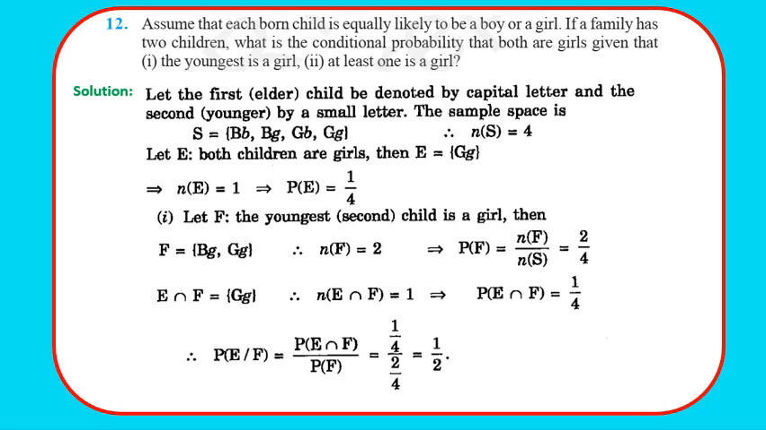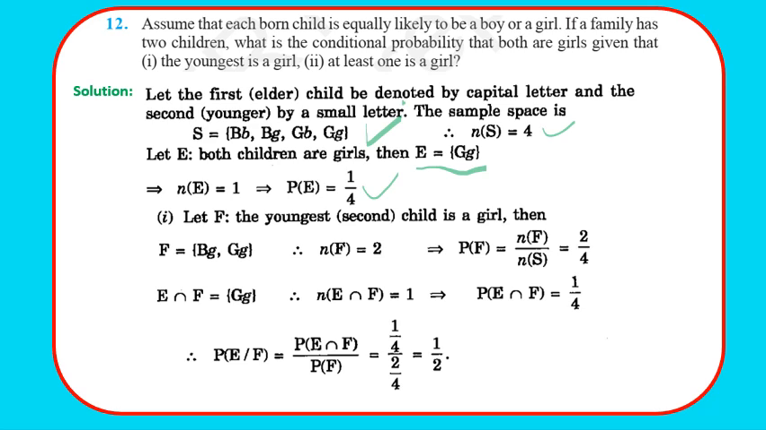So the sample space is BB, BG, GB or GG. So the number of elements in S is 4. Let E be the event that both children are girls. So E becomes the set {GG}, and the number of elements in E is 1. So P(E) is 1 by 4.